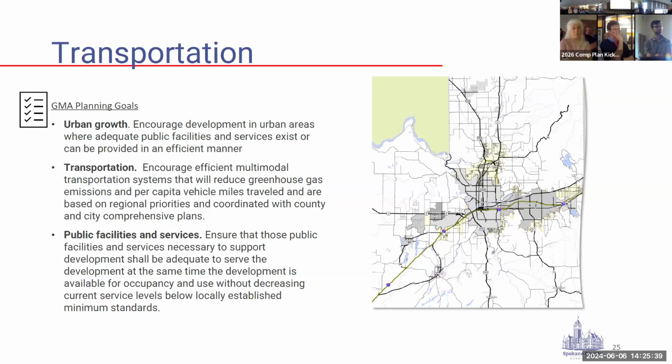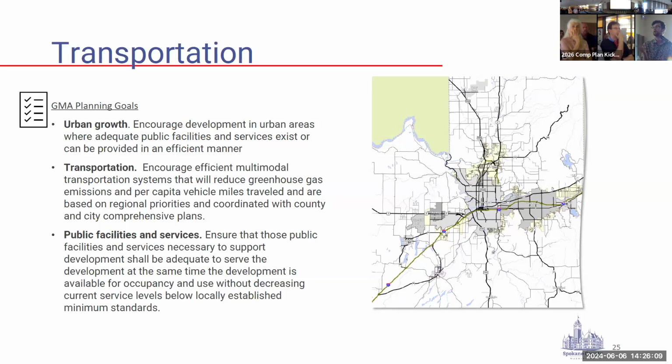Now, transportation meets 3 specific GMA goals. The first one is to ensure that we can serve our urban growth areas. Again, making sure that our transportation network can serve those areas without compromising level of service standards. Now, the second one is actually quite interesting and has been updated based off of House Bill 1181. That's the new climate House bill.